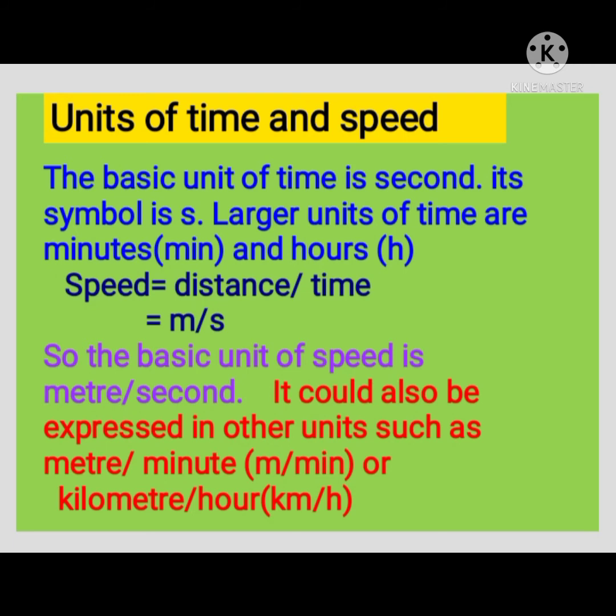We know that speed is distance by time. So, what is the unit of distance? It is meter. And what is the unit of time? It is second. So, we can say that the unit of speed is meter by second, or we can say it is meter per second. So, the basic unit of speed is meter per second.